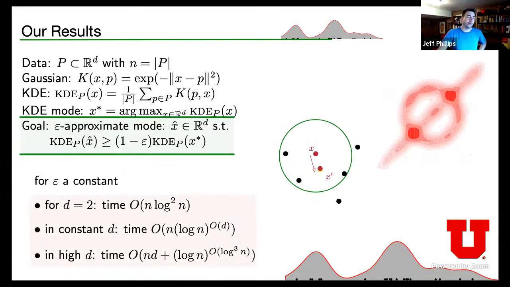So great. In summary, for an epsilon approximate mode with epsilon constant, it takes n log squared n time in 2D, near linear time in constant dimensions, and in high dimensions, it's nd plus a quasi-polynomial term in n, but independent of d. Great, so I will stop there.